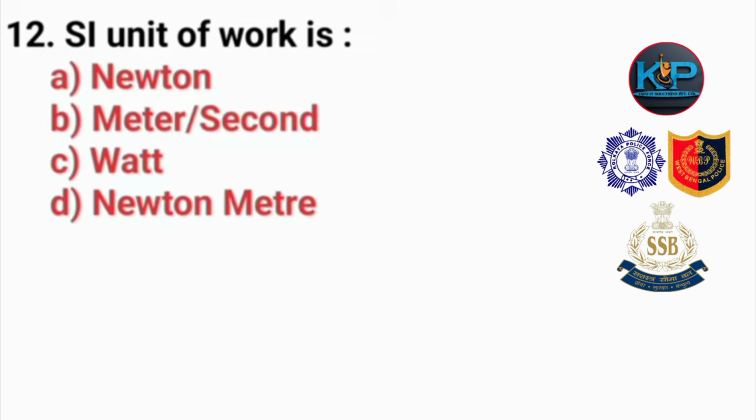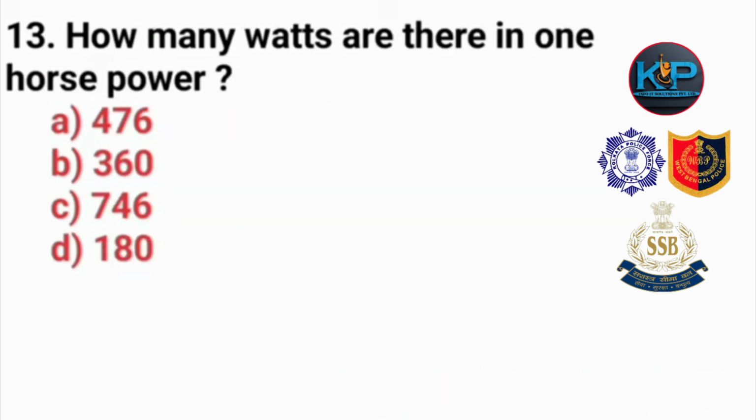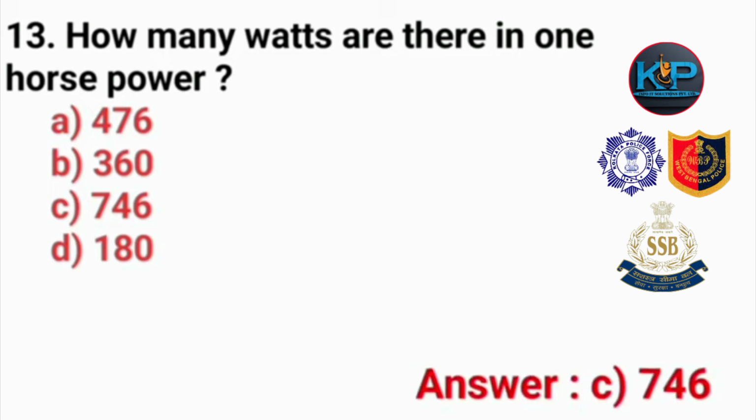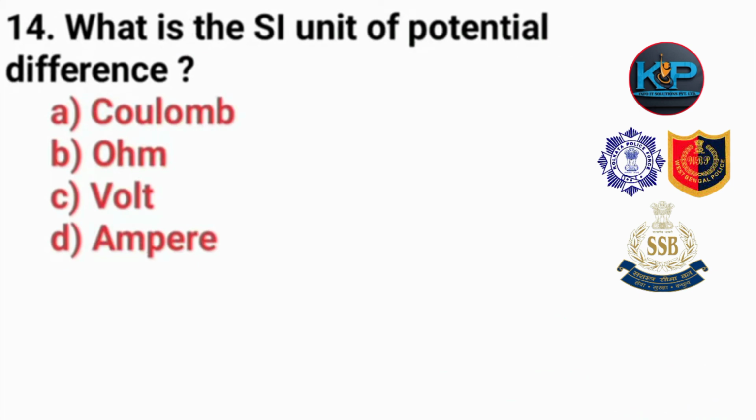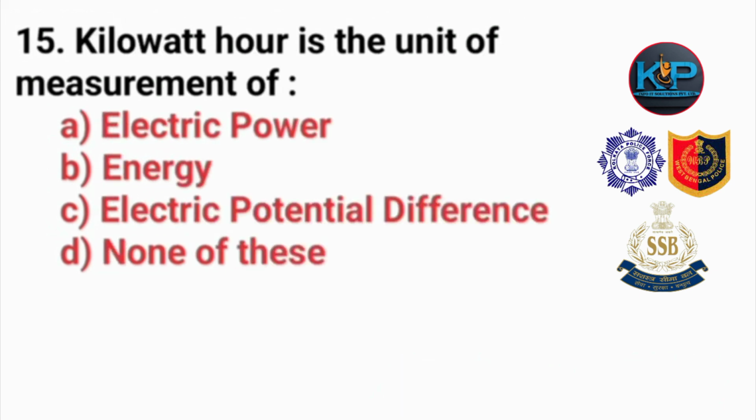Question number 12. SI unit of work is? Answer. Option D. Newton meter. Question number 13. How many watts are there in 1 horsepower? Answer. Option C. 746. Question number 14. What is the SI unit of potential difference? Answer. Option C. Volt.